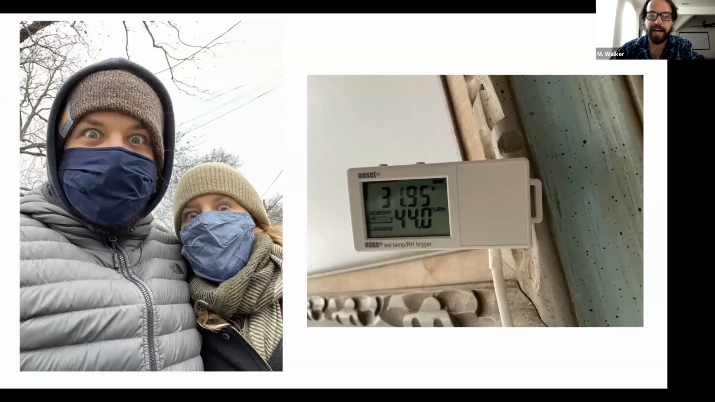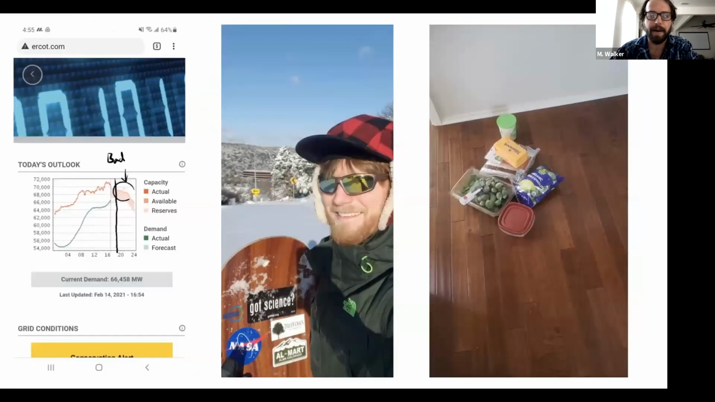This is my partner and I during the freeze. This is our house, and you can see the temperature there on the monitor. It was around 31, 32 degrees floating in my house pretty consistently during the daylight hours. And that dropped off from about 65 degrees pretty quick because I live in a 100-year-old house with no insulation.